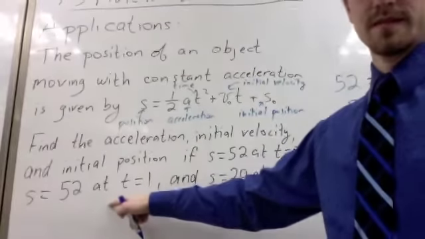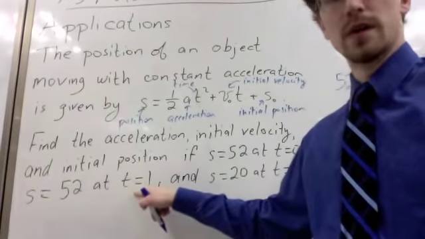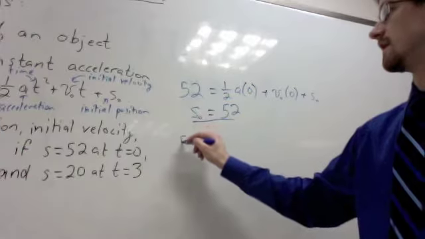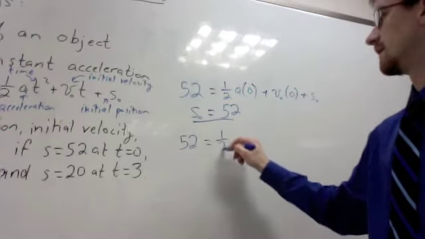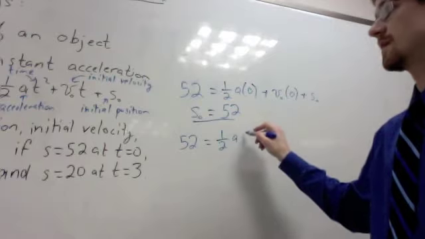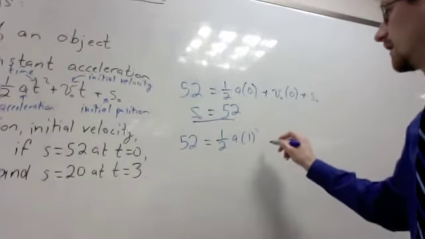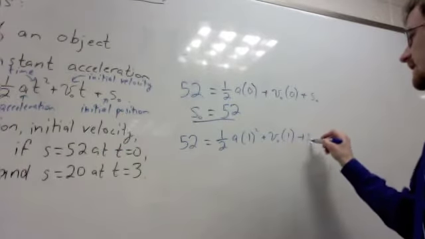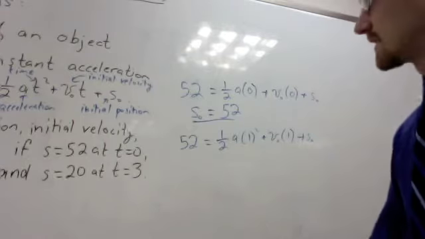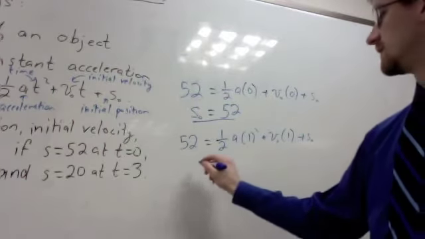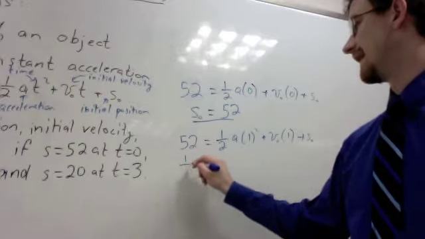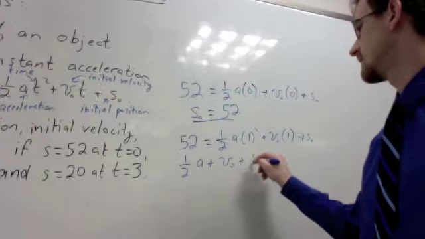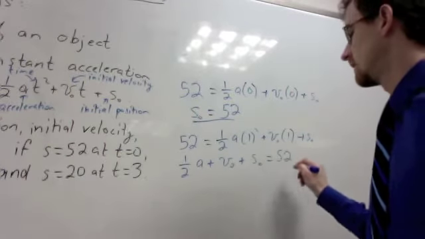Then we use our second condition. S is 52 when t is 1. So s is 52. That's equal to 1/2 a times 1 squared, which is 1, plus v naught times 1 plus s naught. So our second equation is just 1/2 a plus v naught plus s naught equals 52.